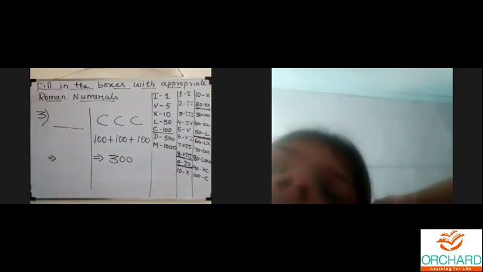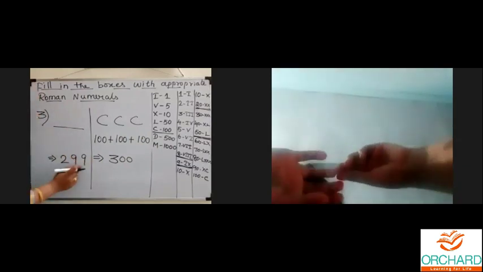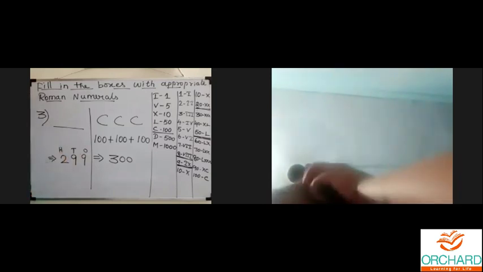Very good, Aditya. What is the predecessor value of 300? That is 299. Now, how can we write it in expanded form? 9 in the place of 1, 9 in the place of 10, 2 in the place of 100. Can you tell me the expanded form of 299?